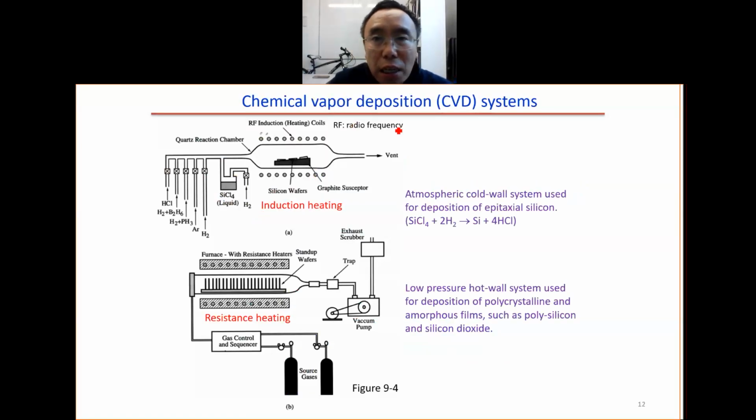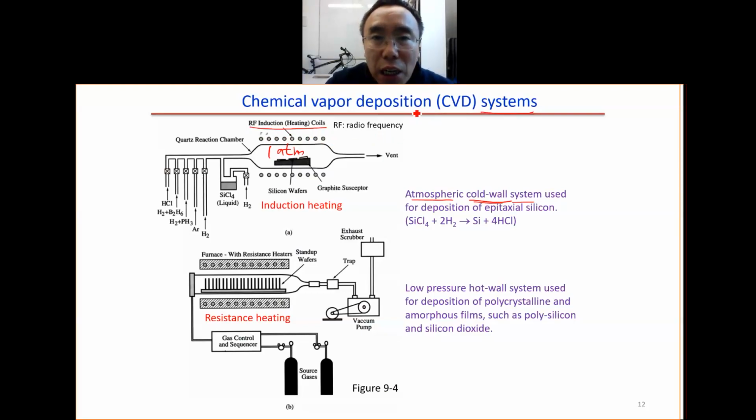So these are the systems. Roughly speaking, there are 3 types of systems, and these are 2 of them. The first one is called the atmospheric cold wall system. The pressure inside is 1 atmosphere, with a cold wall. You can see here we have RF induction heating, a radio frequency coil heating.